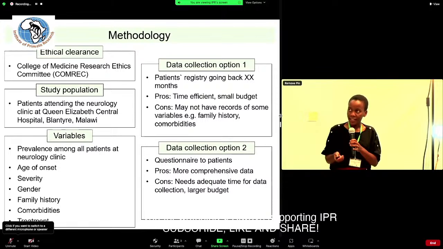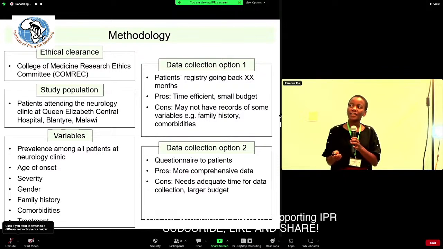So this is more like a very crude overview of the methodology. We will need ethical clearance, and we will get it from the College of Medicine's Research Ethics Committee. Well, it's one of two, but this is the main one that looks at clinical research.